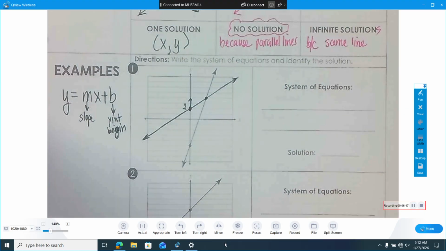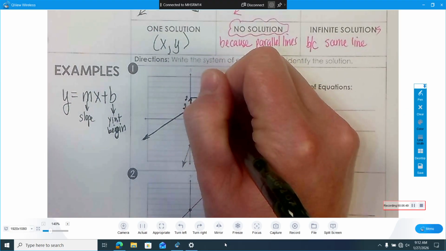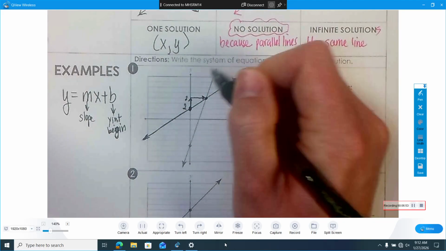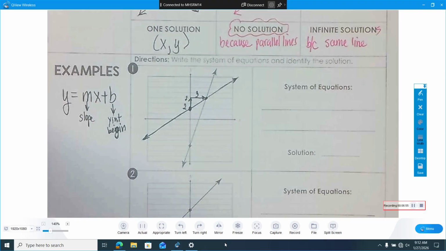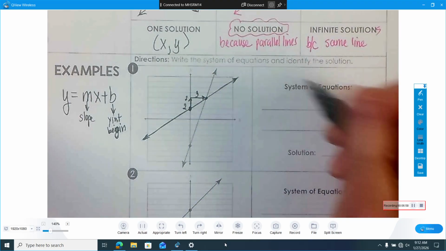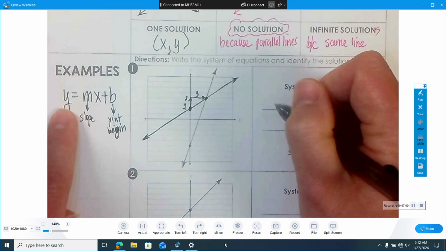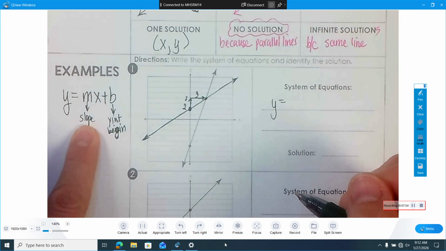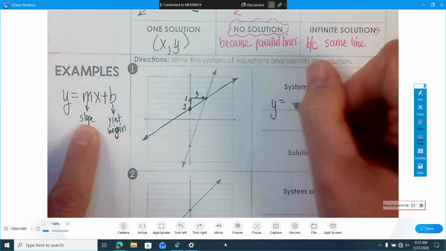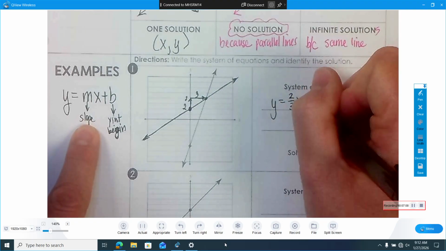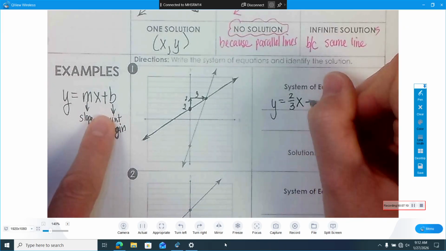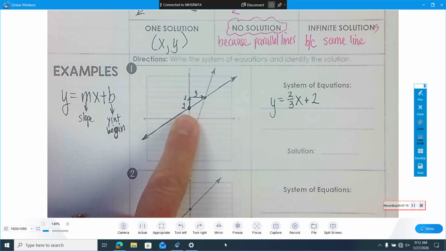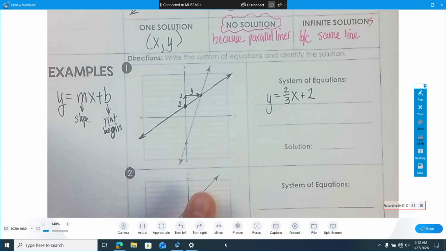Up 2 and over how many? Over, it looks like 3. 1, 2, 3. All right, so I have an equation for this line. That would be y equals, what's our slope that we found? 2 over 3, with an x, and plus, what's our beginning point? 2. That's where we began on the y-axis. Perfect. So there's one equation.